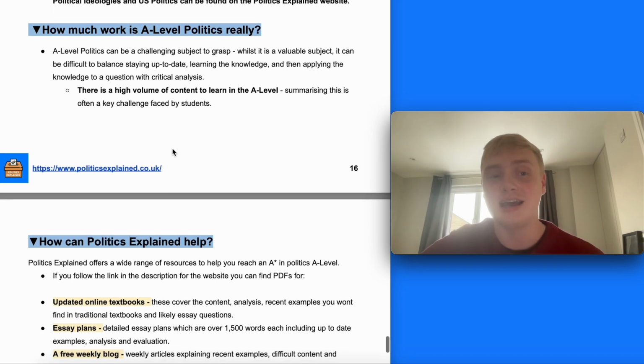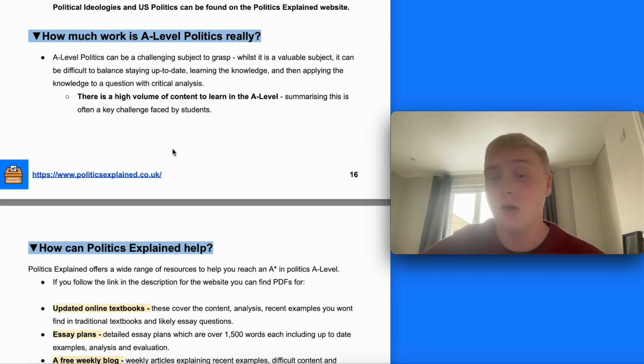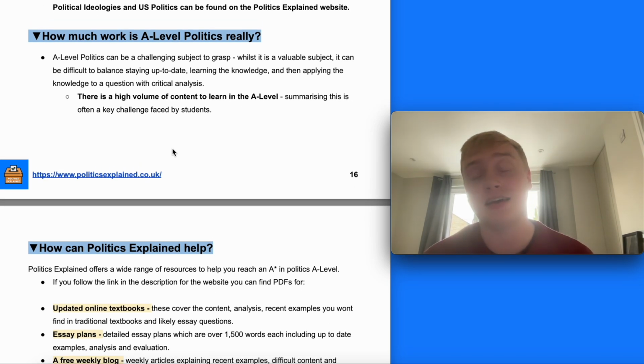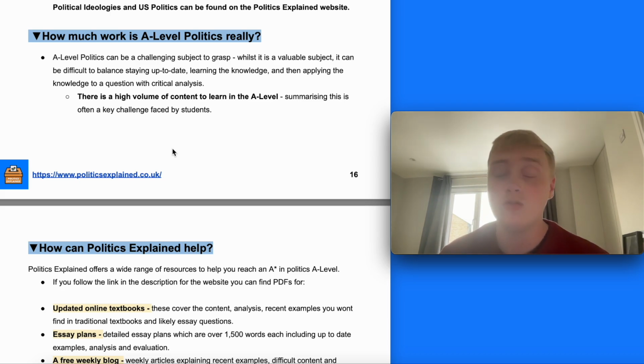How much work then is A-level politics? It's a lot. A lot of people take A-level politics thinking it's going to be much easier than it is. It's almost as much content as A-level history. It's really, really difficult. You need to keep up to date with everything that's going on as well. So don't go into year 12 especially thinking it's going to be easy.